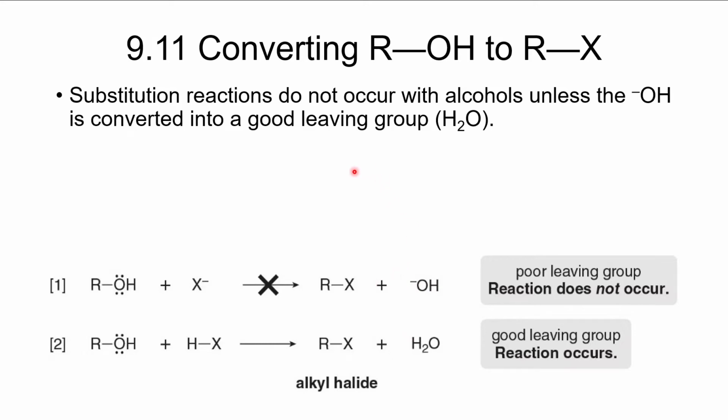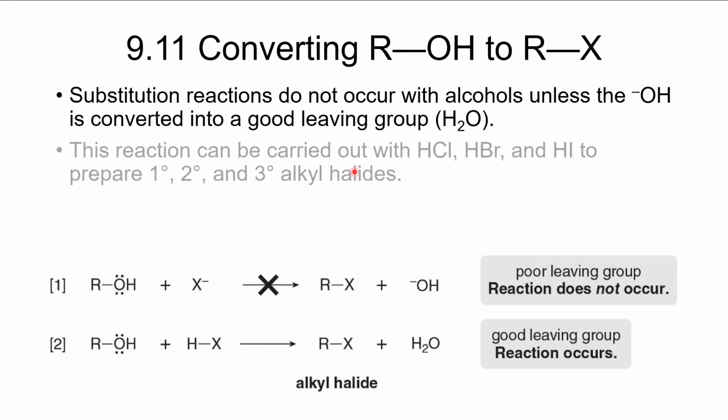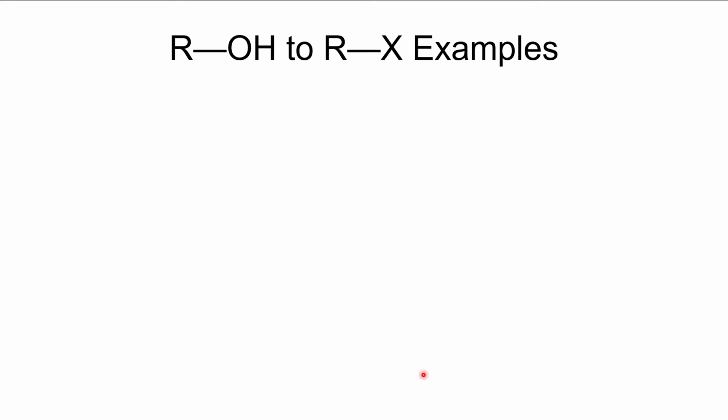Instead, we can add a strong acid to it, like HCl, HBr, or HI, and that will convert it into a good leaving group. It'll convert the alcohol into an H2O plus group, which will leave as H2O, and that will give us our alkyl halide. So that reaction occurs quite easily, and it works with primary, secondary, and tertiary.